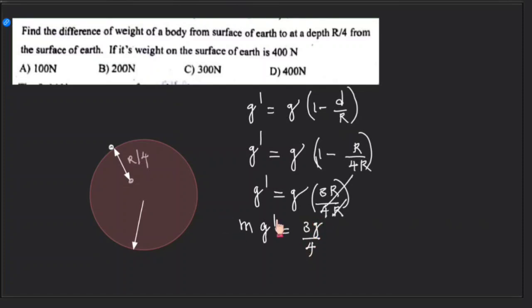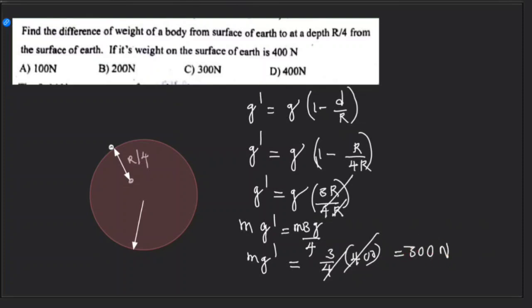If I multiply with the m here, so m into g', this W' will be equal to 3 by 4 into mg. mg is already 400. So this 4 and this 400 will be cancelled. That will be equal to 300 Newton. So that is the answer for this question.